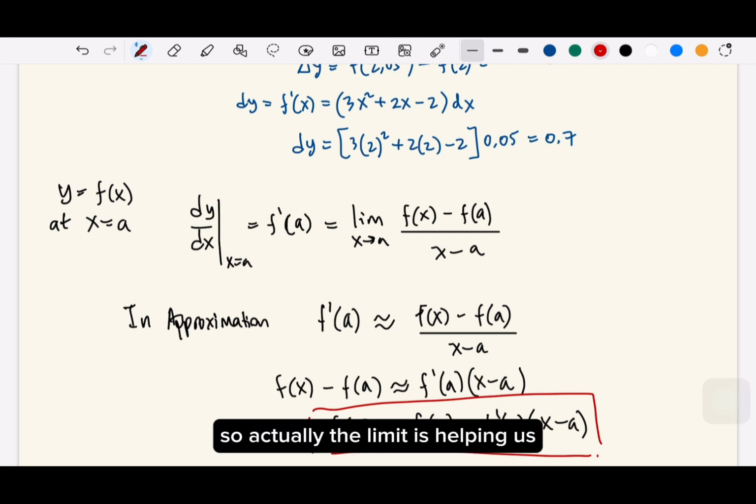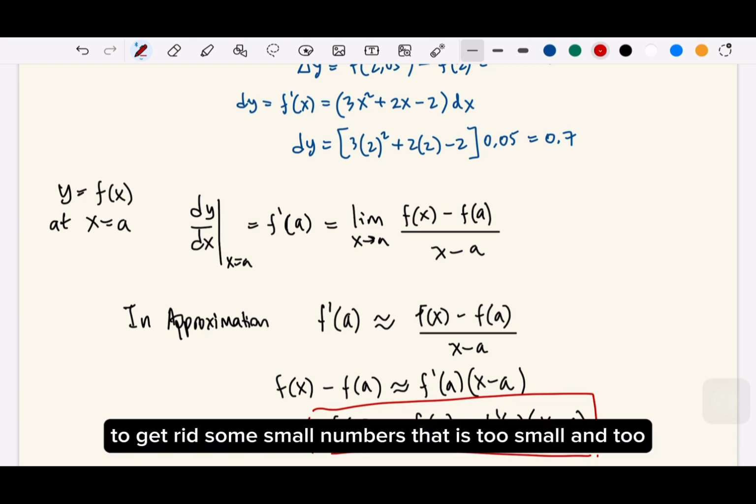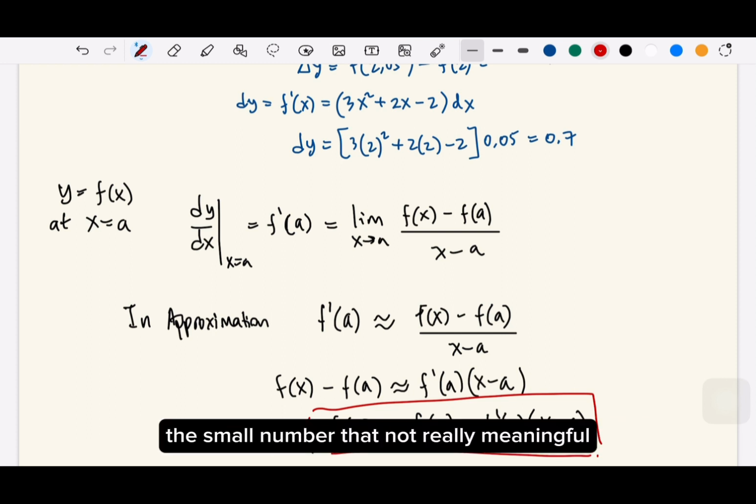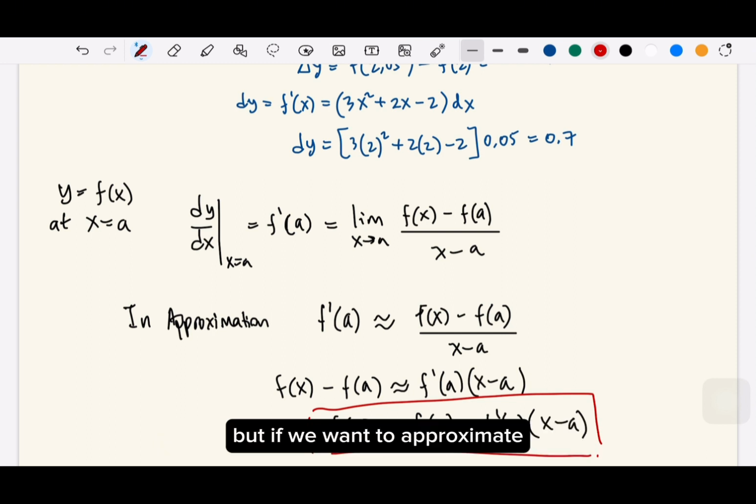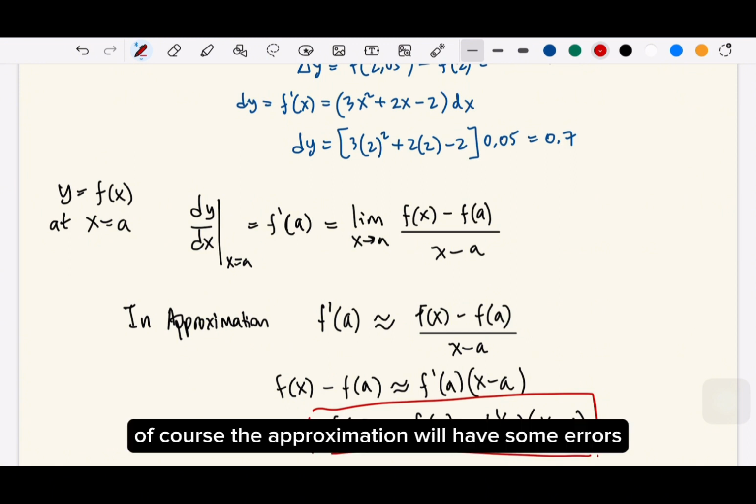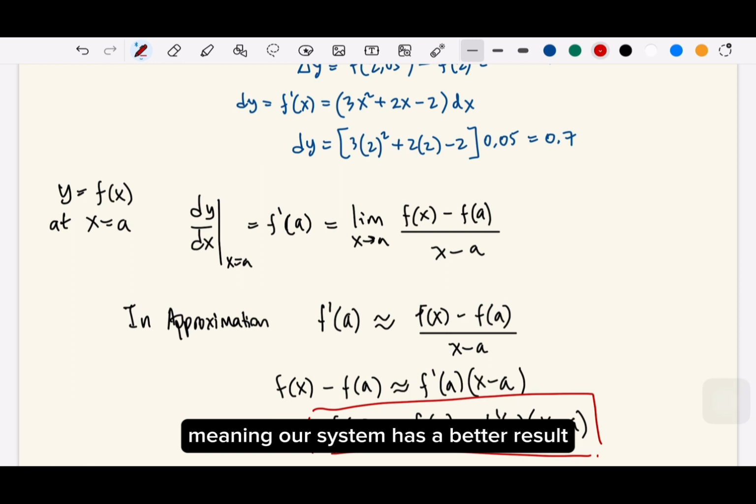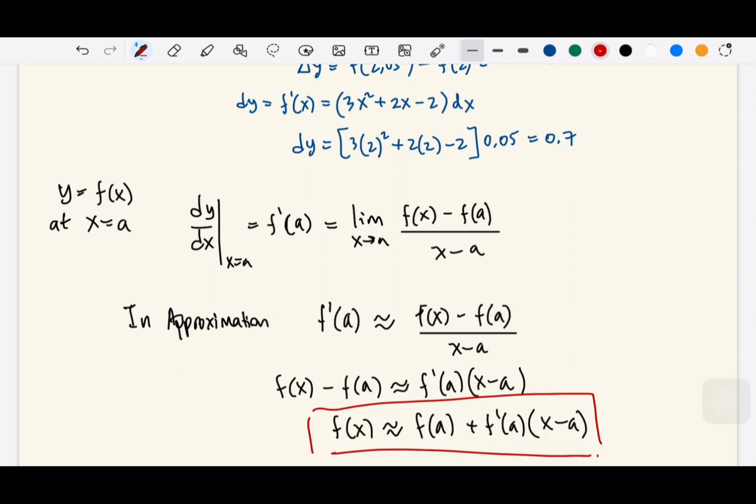So actually, the limit is helping us to get rid of some numbers that are too small and not really meaningful. But if we want to approximate, it means that we want to know exactly how close it is. Of course, the approximation will have some errors, but the smaller the errors in our system, the better the result, because it's getting similar to the actual value.